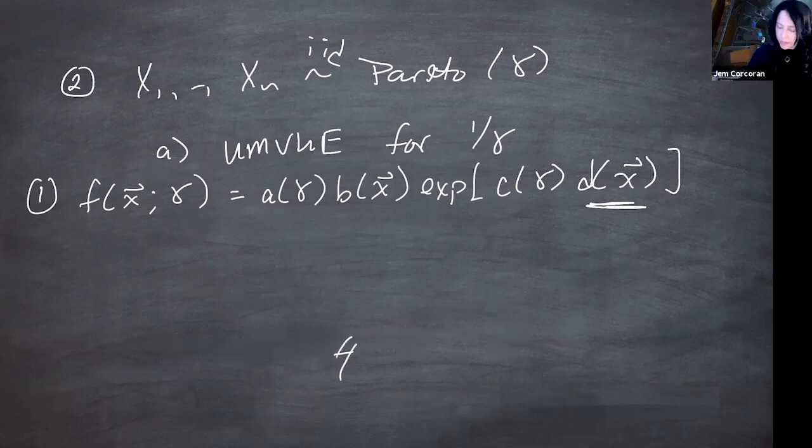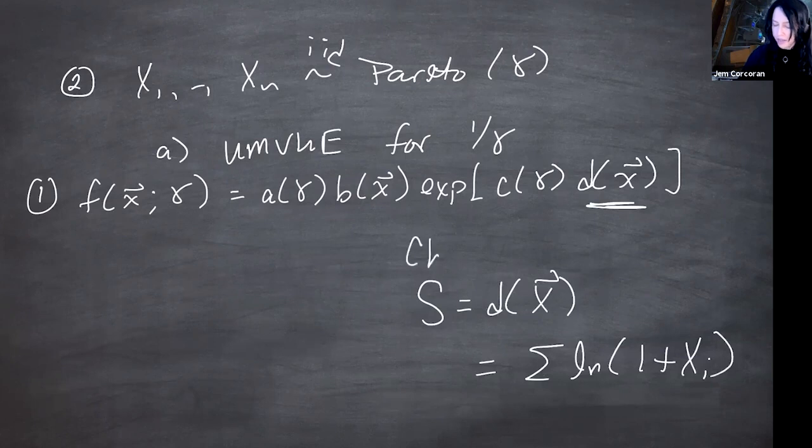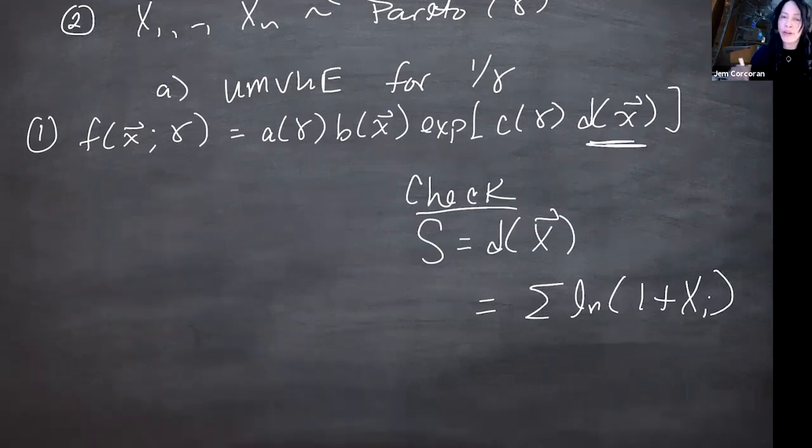And I think that's going to be pretty weird looking with logs. I haven't worked it out, but I'm pretty sure that you're going to see the sum of the logs of 1 plus xi. You should check that. Don't take that blindly. Pretty sure that's going to be your complete and sufficient statistic. And this for the Pareto is something we have worked with a lot.